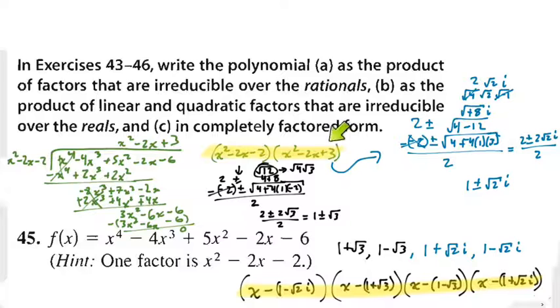Would have had a different answer for B if one of these was factorable, I think. Yeah, because rationals, like this is not rational right here. Square root of 3 is irrational, and this is imaginary. Yeah, I'm trying to separate A and B here, but this problem I don't think you can.